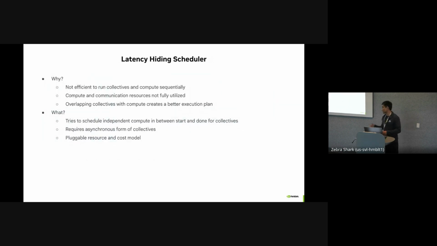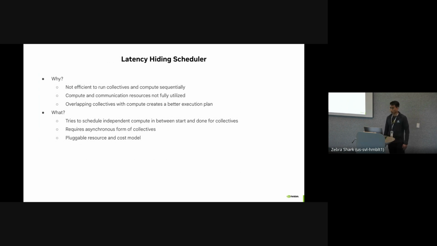So with all these optimizations on HLO graphs, another key piece is a scheduler that's going to produce an optimal schedule based on this optimized graph. We introduced the latency hiding scheduler. The motivation behind it is very simple. It's not very efficient to serialize collectives and compute, so we want to run as many of them as possible in parallel.